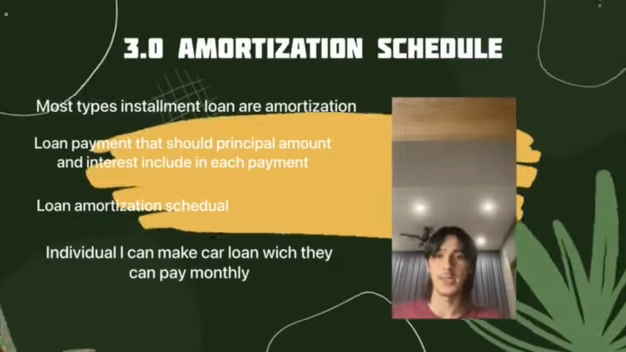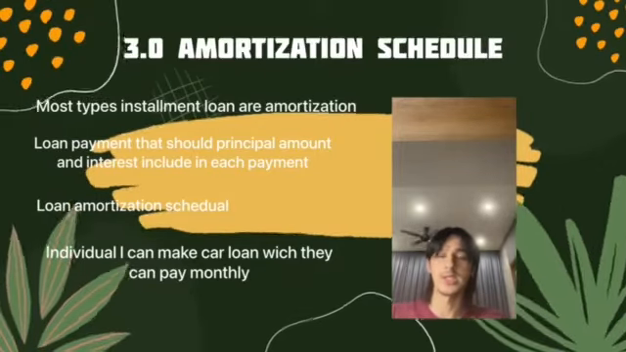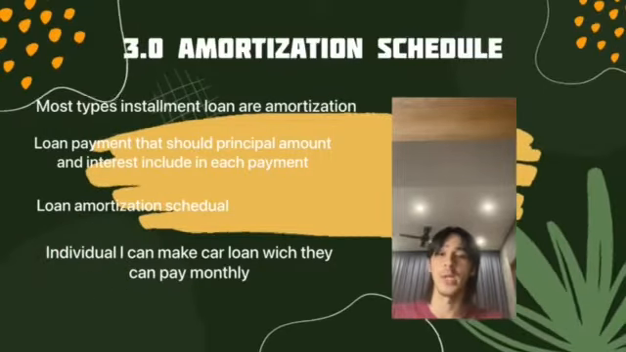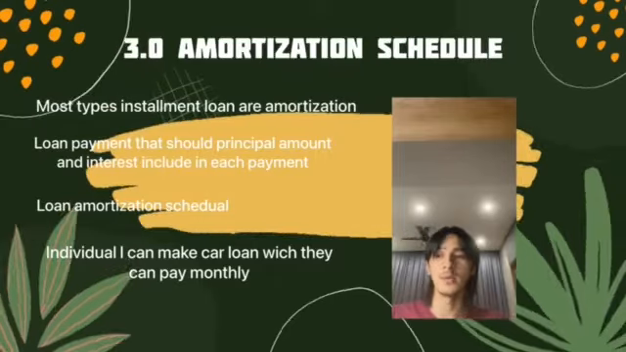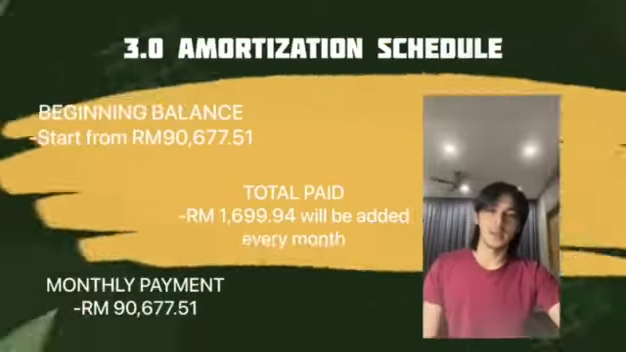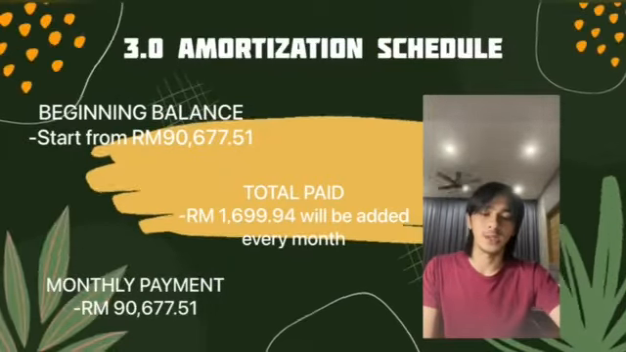Last but not least, most types of installment loans are amortizing loans. It is used to reduce the balance on a loan, for example a mortgage or a car loan, through installment payments. Next, I would like to explain the calculation of the amortization schedule.